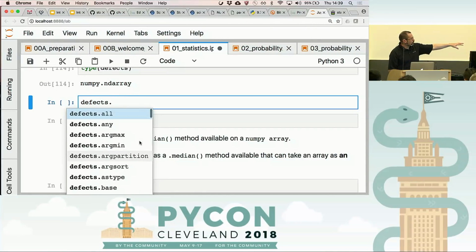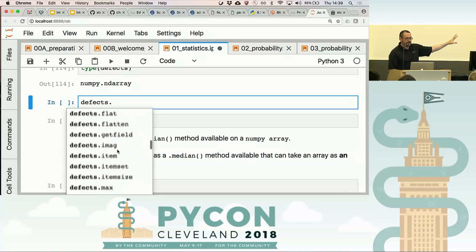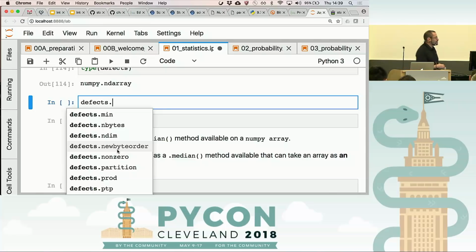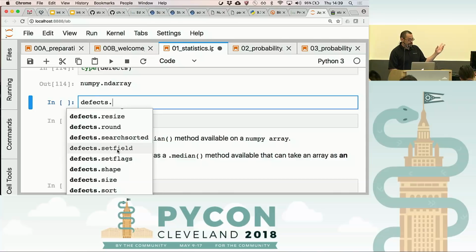Notice this is in alphabetical order, right? So it says things like all and any, and now we go into the B's and the C's and the D's. This is a huge list of things that, if you are mathematically and statistically minded, you can do with a NumPy array. You can't do these with lists. We are not going to go into the depths of this. I'm just going to scroll through to get a sense that there are a lot of things here.